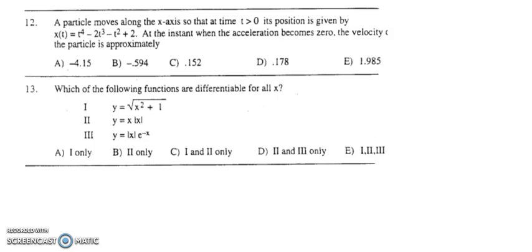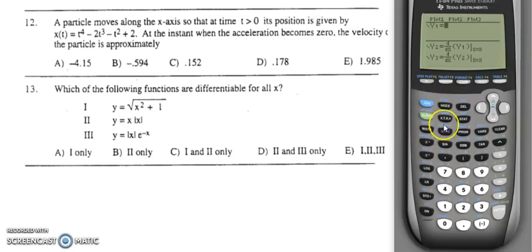All right, we've got two problems here, both of which I'm going to use the calculator for. First one is giving us a position function saying that a particle is going along the x-axis where time is greater than 0, and they want to know what the velocity of the particle is at the instant that acceleration is 0. So I'm going to type this function into my y1 using x values, of course, because the calculator won't graph t values.